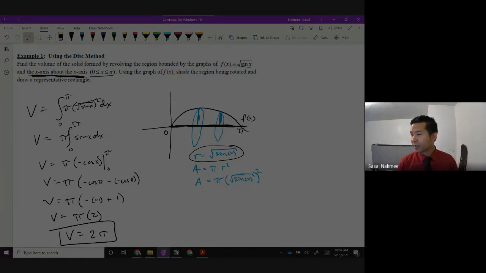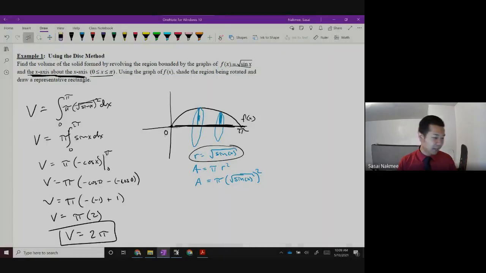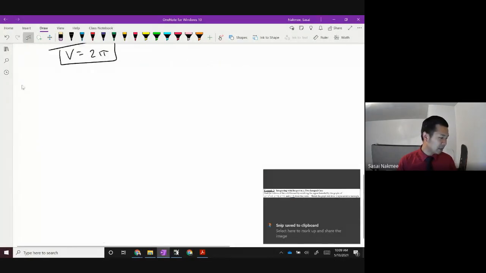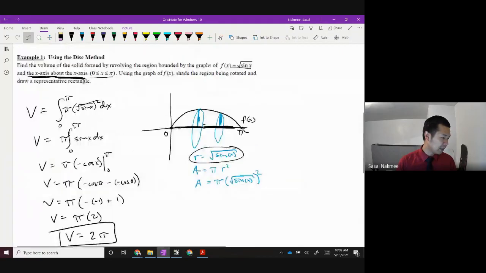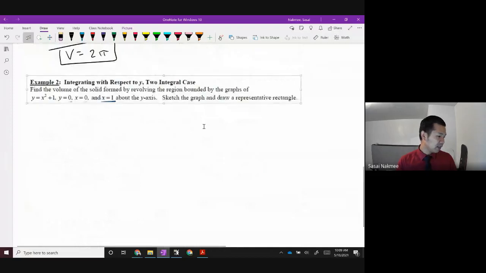Let's say I have this problem right here, and instead of it being spun around the x-axis, it's going to be spun around the y-axis instead. I'll go ahead and make that a little bit bigger so you guys can copy this down right here. So integrating with respect to y, two integral case, find the volume of the solid formed by revolving the region bounded by the graphs, and there's 4 graphs there, and they're being rotated about the y-axis instead.